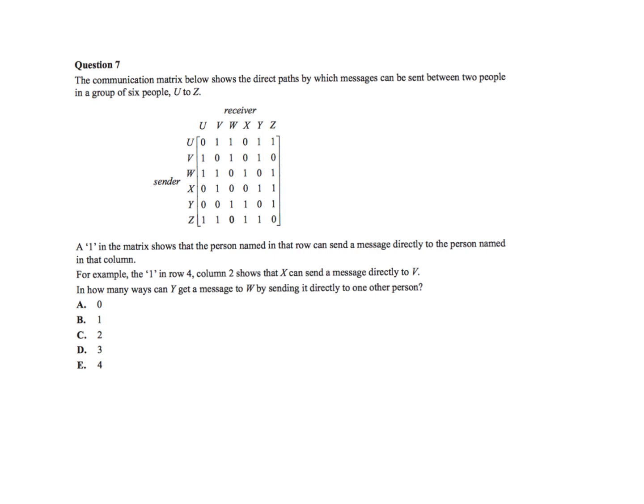So let's have a look at some examples. Question 7 here says the communication matrix below shows the direct paths by which messages can be sent between two people in a group of 6 people, U to Z.